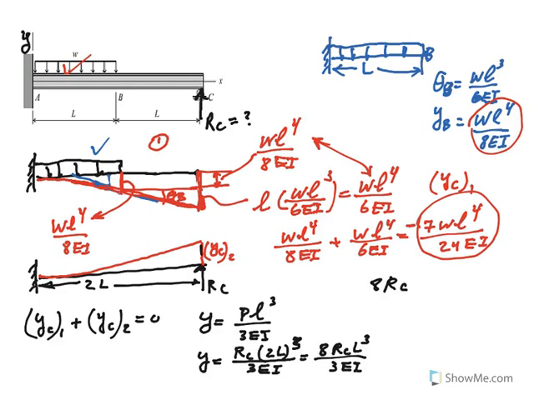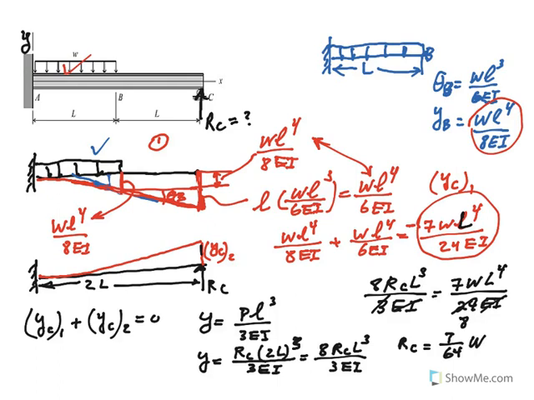So 8RCL cubed over 3EI, and by the way, you can just replace this guy by L too, is equal to 7WL to the power 4 over 24EI. Of course, EI is going to get cancelled. 3 goes into 24 8 times. Solve for R sub C. It becomes eventually 7 over 64 WL. Here we go. The mystery is solved.